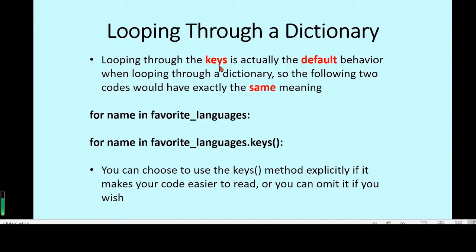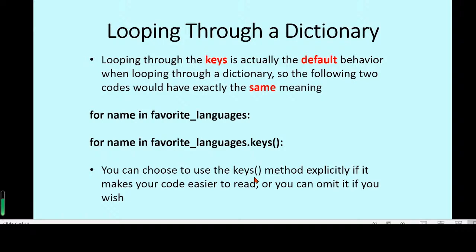So looping through the keys is actually the default behavior when looping through a dictionary. So the following two codes would have exactly the same meaning. We can write for name in favorite_languages. Do not add any methods after this dictionary. Or we can write for name in favorite_languages.keys(). These two statements will get the same result.